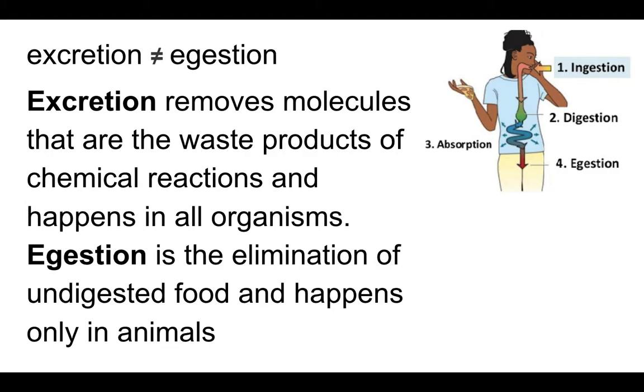So for them, the waste product of photosynthesis is oxygen, and that just diffuses out of their leaves and goes into the air around the plant. Egestion is the elimination of undigested food and happens only in animals. So if you think about it, the components of your poop never really were incorporated into your body tissue. They went into your mouth, they went into your stomach, they went through your intestines, and then they went out of you. So they never became really part of you as an organism. They just went through the tube that your body tissues surround.